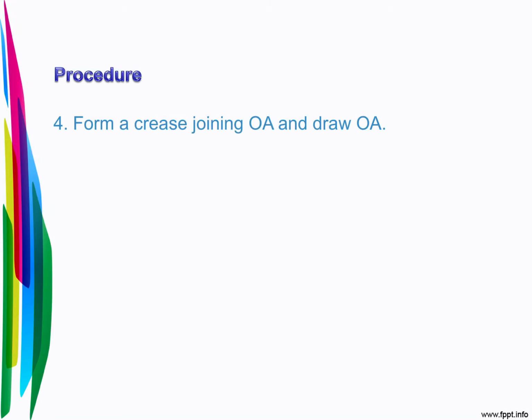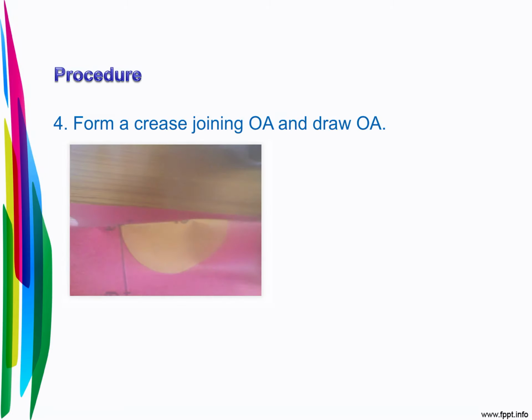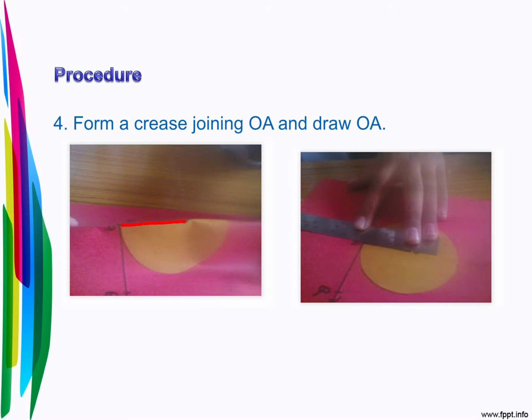Now the next step, form a crease joining OA and draw OA. First we are going to form a crease. See here we are forming a crease, and afterward in the next step we are going to draw the line OA.